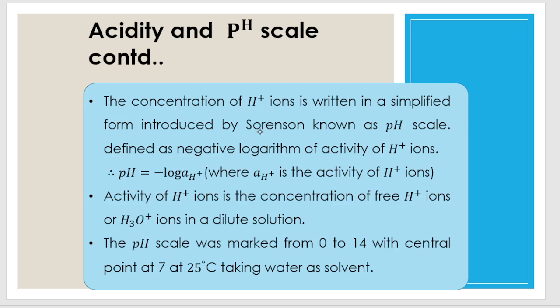The concentration of H plus ions can be simplified with the help of the pH scale, which was introduced by Sorensen. It is the negative logarithm of the activity of H plus ion, and activity is nothing but the concentration.